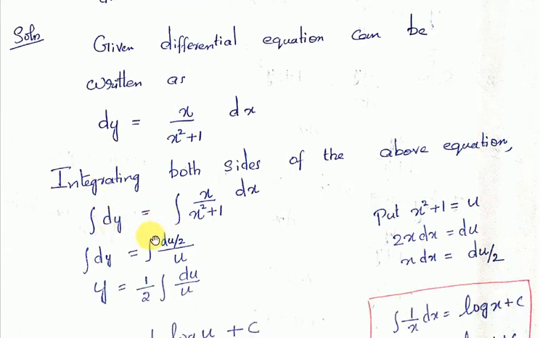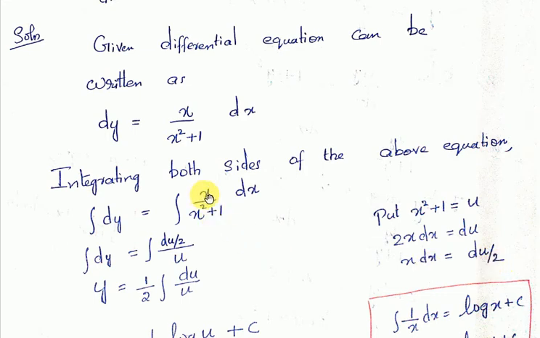That is integral dy equal integral x by x square plus 1 dx. So for doing the integration we have to give the substitution. We can make the substitution x square plus 1 equal to u. X square derivative is 2x, that is 2x dx. 1 is a constant, so its derivative is 0. So 2x dx equal du. x dx equal du by 2.